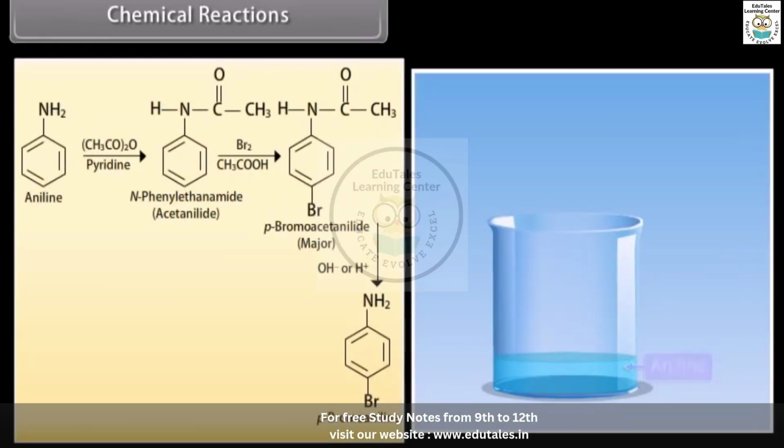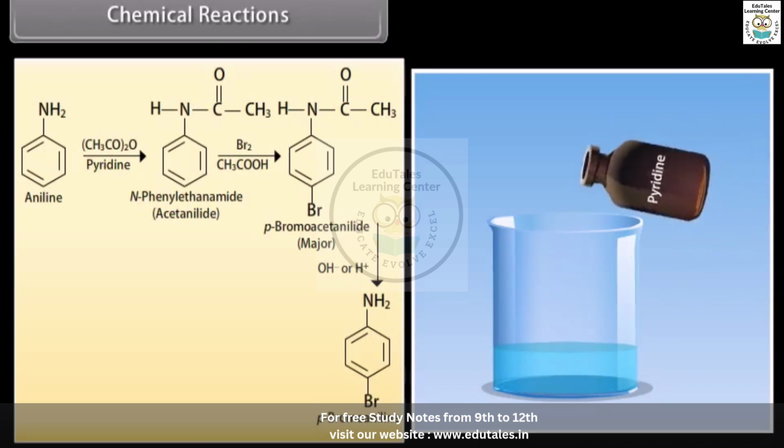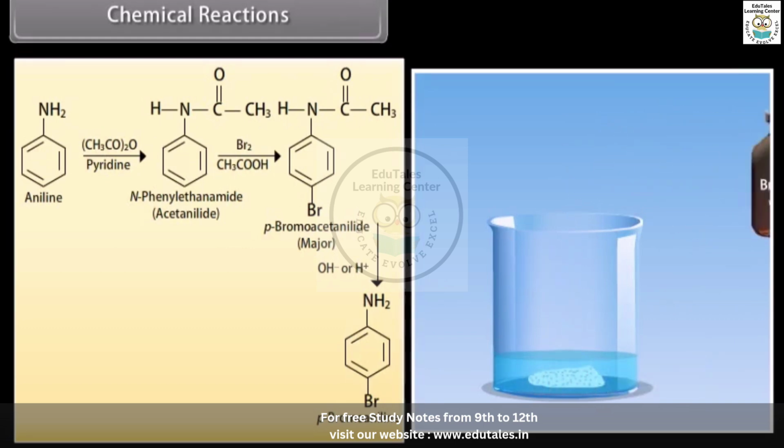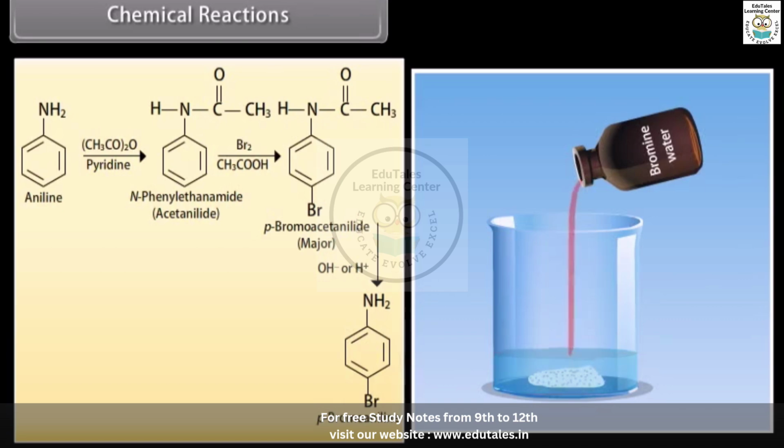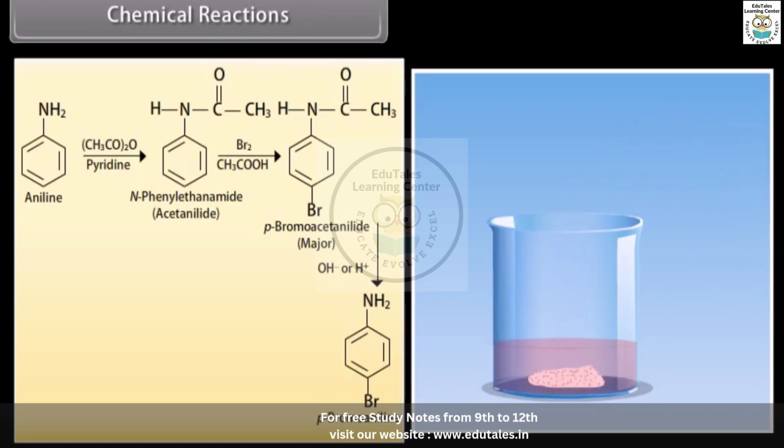Aniline reacts with acetic anhydride and pyridine and forms acetanilide. Now add bromine water and acetic acid and it produces para-bromoacetanilide, which is then followed by hydrolysis to yield para-bromoaniline.